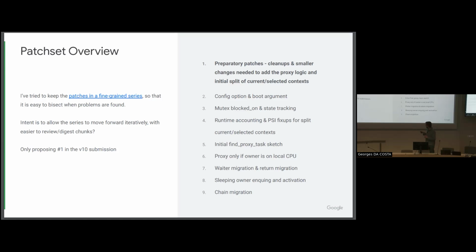And then there's the initial find proxy task, the select find proxy task code, which doesn't actually do proxying, but just gets us to the point where we're able to keep tasks on the run queue, and then deactivate them once we run into that step. Then we start building on that, where we only proxy if the owner's on the local CPU. Then we add the waiter migration and the return migration, and then the sleeping owner and queuing and activation, and finally chain migration.